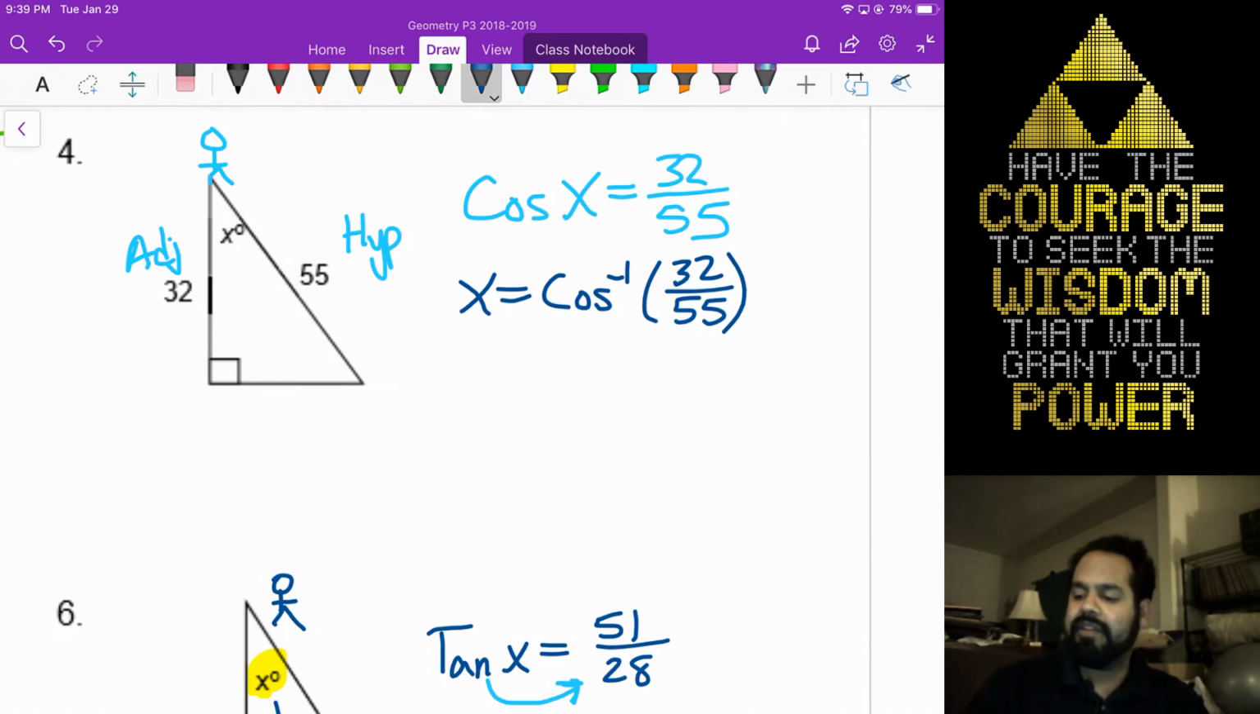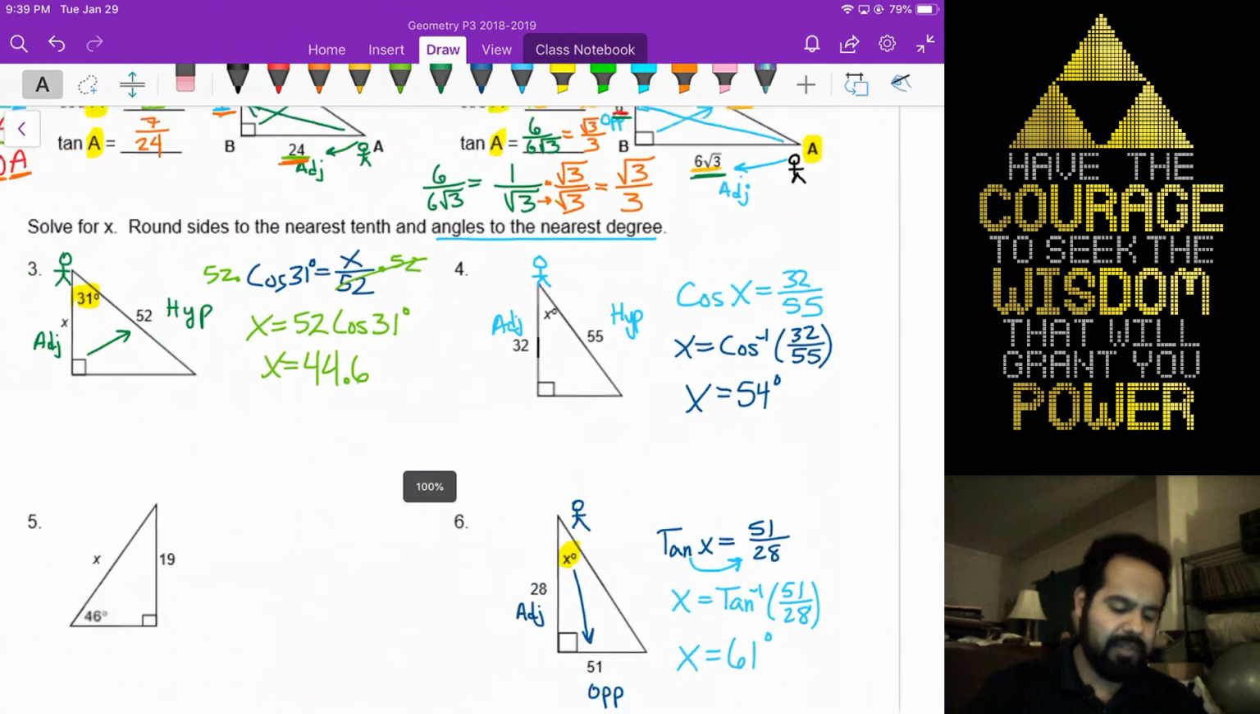So let's solve it out. All right, 54.4, but we are dealing with an angle, so it should just be 54 degrees. Sweet.